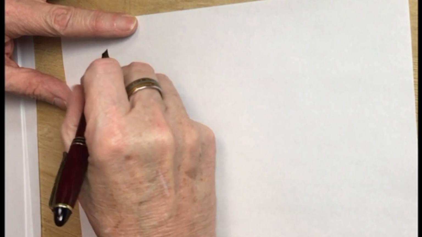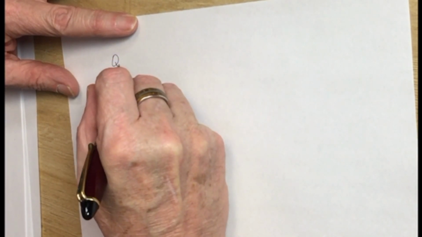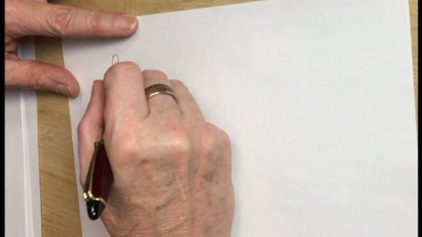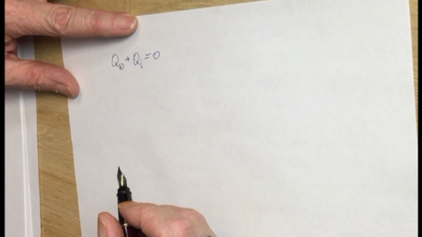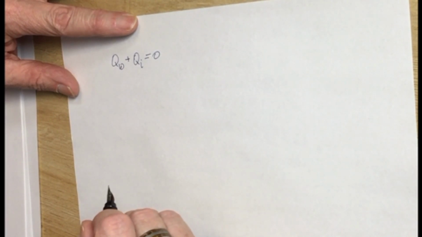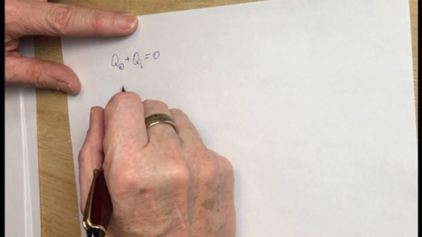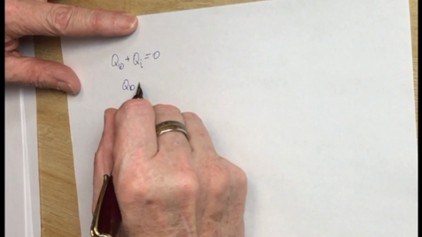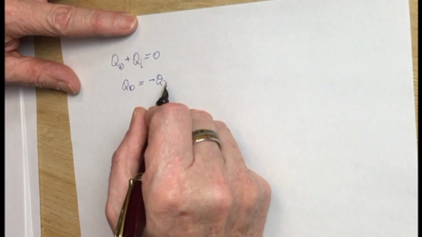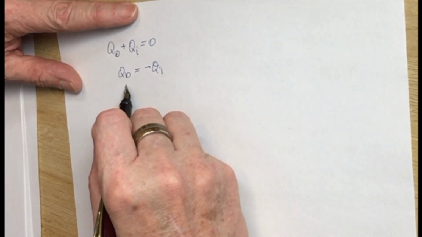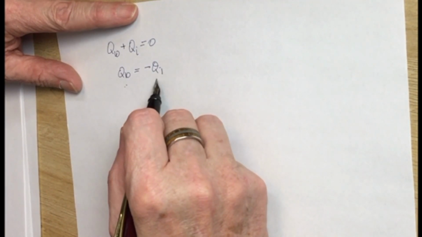So here's the basic idea. The amount of heat energy lost by the water equals the amount of heat energy gained by the ice. And as a result, the net is 0 because energy is neither created nor destroyed. That also means that the Q of the water equals the negative Q of the ice. Whatever this side loses, that side gains.